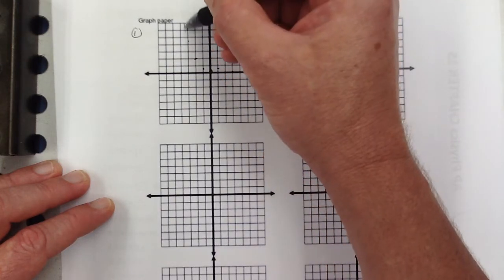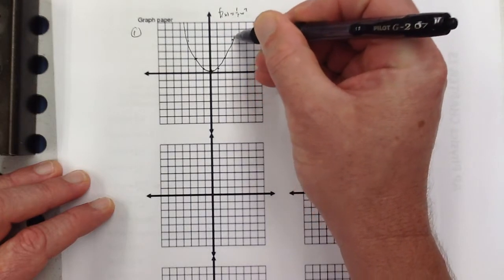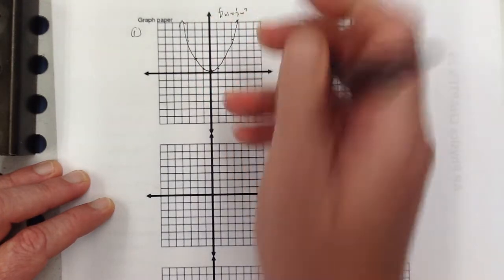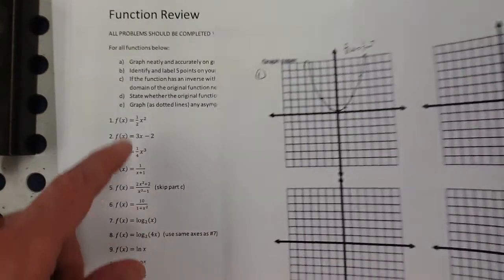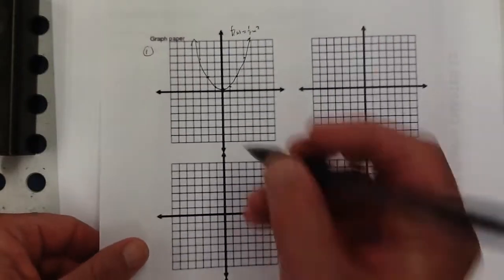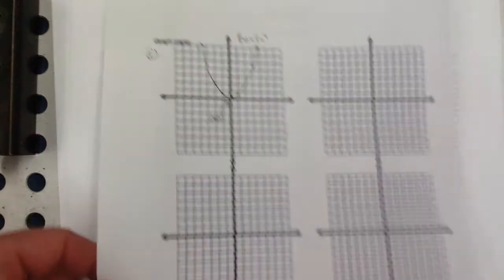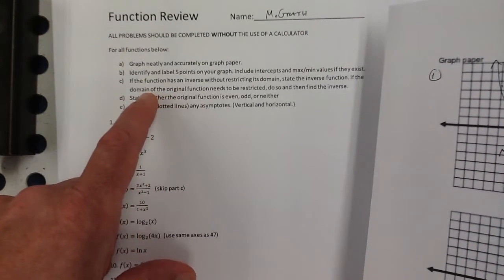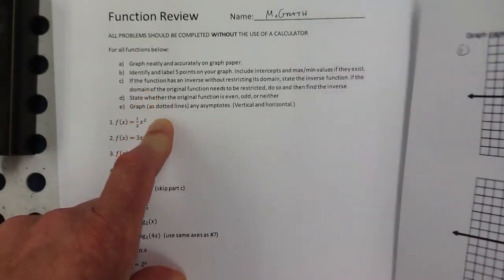So, looks like this. Got my points on there. Let's see, what else are we supposed to do? Identify, label 5 points. Here's the minimum here at 0, 0. All right. Can we do the inverse?